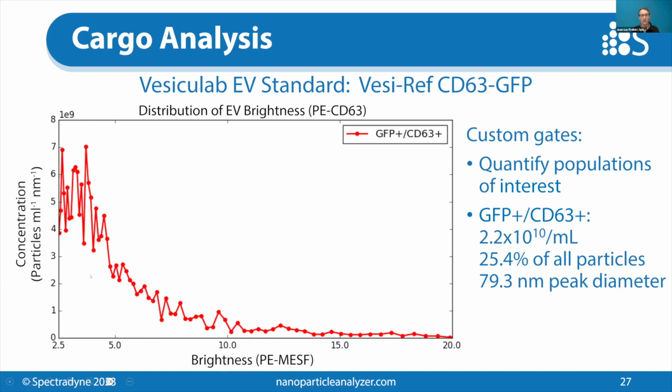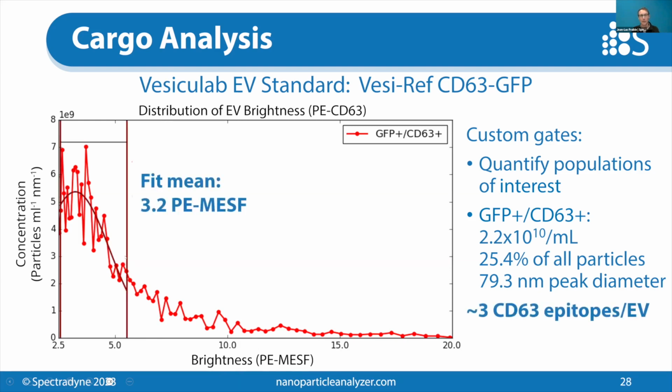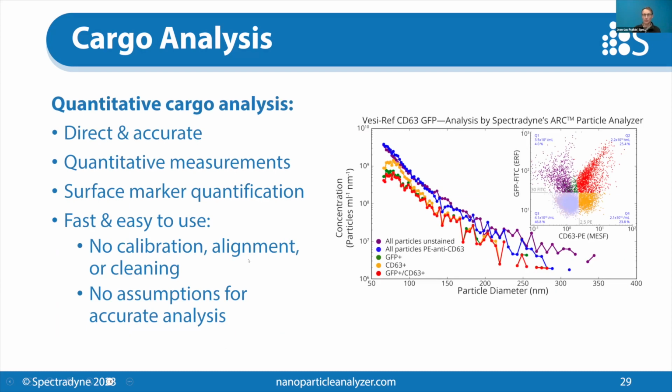So what this means is that there's a population here that have, on average, about 3 PE molecules per particle on them. And because we know it's about 1 PE per antibody, we can say that there are about 3 CD63 epitopes per EV in this sample. So this gives you an example of the kind of multi-dimensional analysis we can do of nanoparticles like EVs with different colors, different channels, right?